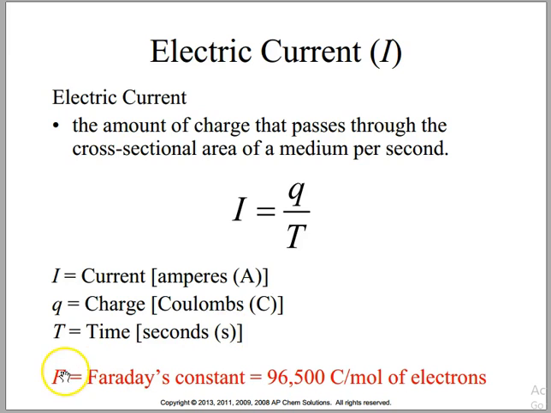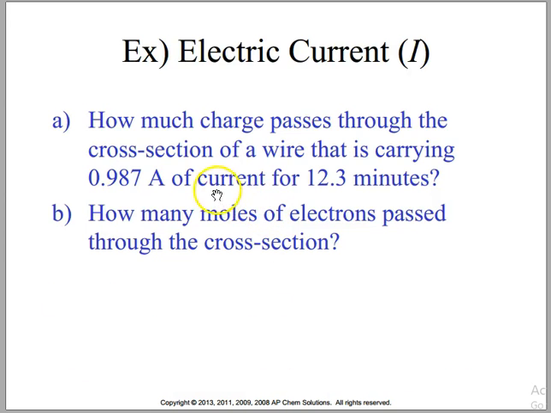Okay? F is the Faraday's constant, which is 96,500 coulombs per mole of electrons. So that's the amount of charge per mole of electrons. This equation is given to you on the free response section of the AP exam. So let's do a quick practice problem with electric current.